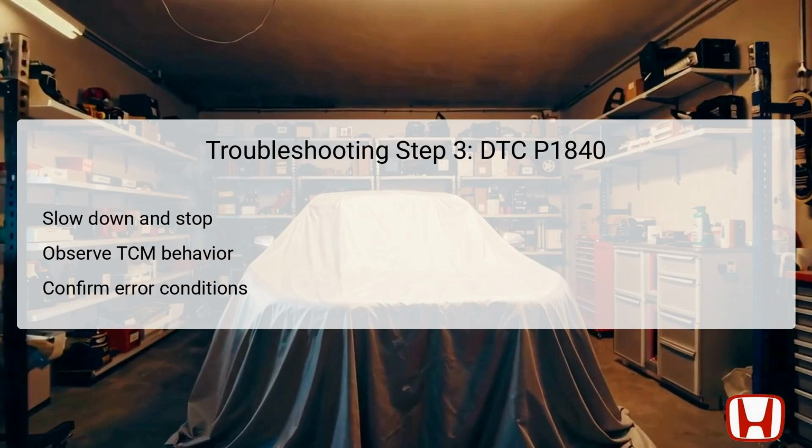After driving the vehicle as instructed, the next troubleshooting step requires slowing down and bringing the vehicle to a complete stop. During this deceleration, it is important to observe any changes in the TCM's behavior and the instrument panel indicators. The TCM will review the signals received from the CVT speed sensor, and if the sensor is operational, the expected data should align with the vehicle's conditions.